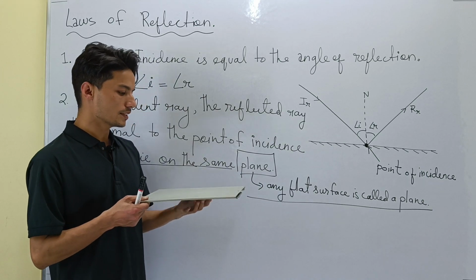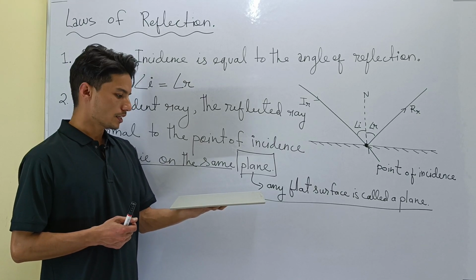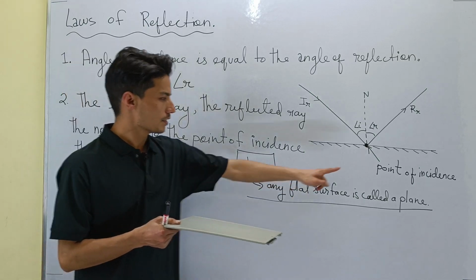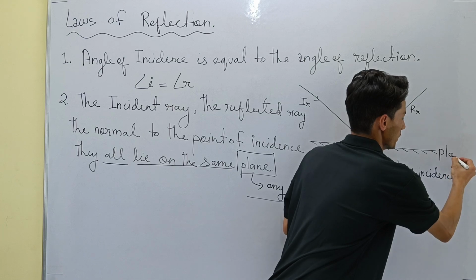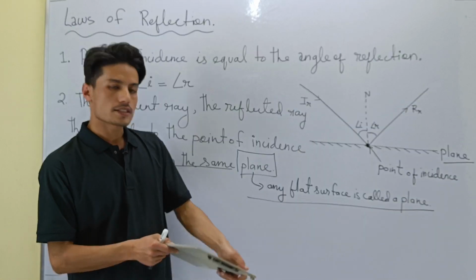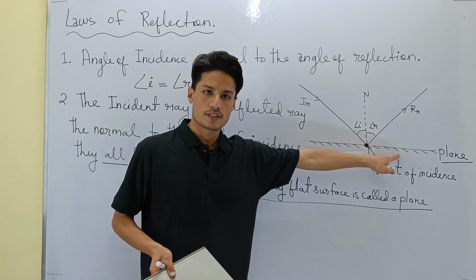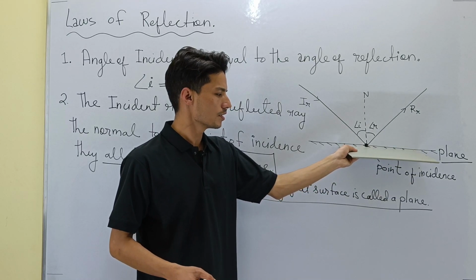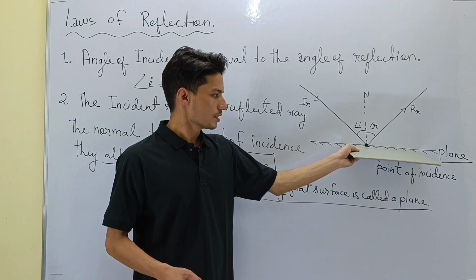So to understand the second law, let's keep this plane, this exam board, parallel like this. Now see, this is the plane because it's a flat surface. The opaque surface is the plane. While explaining the second law, while explaining reflection, we were considering a surface. This surface can be this whiteboard, or this exam board. So this is the surface.